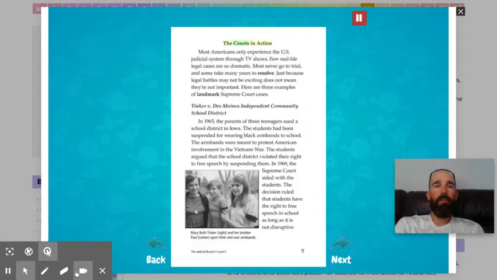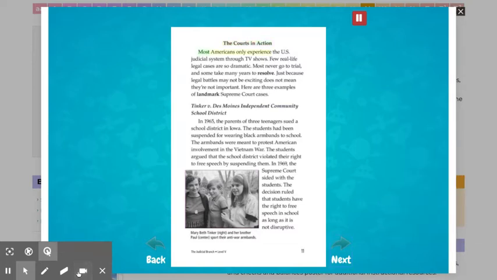The courts in action. Most Americans only experience the U.S. judicial system through TV shows. Few real-life legal cases are so dramatic. Most never go to trial, and some take many years to resolve. Just because legal battles may not be exciting does not mean they're not important. Here are three examples of landmark Supreme Court cases.